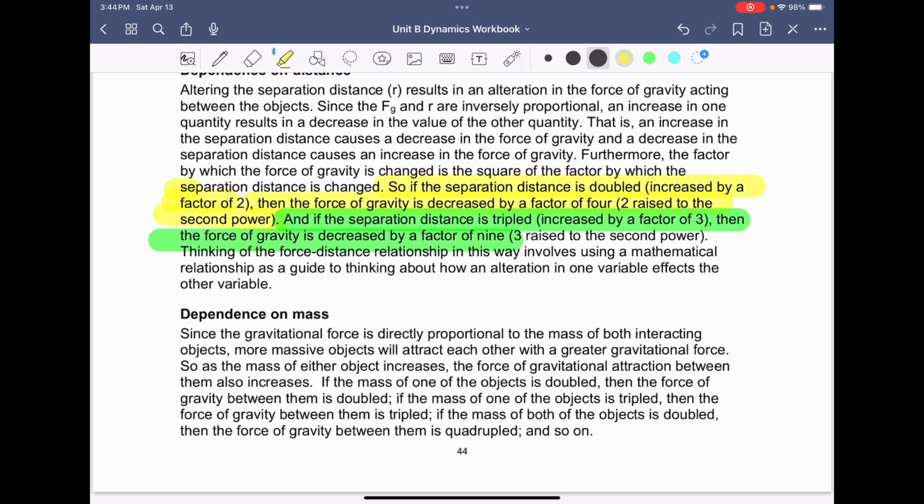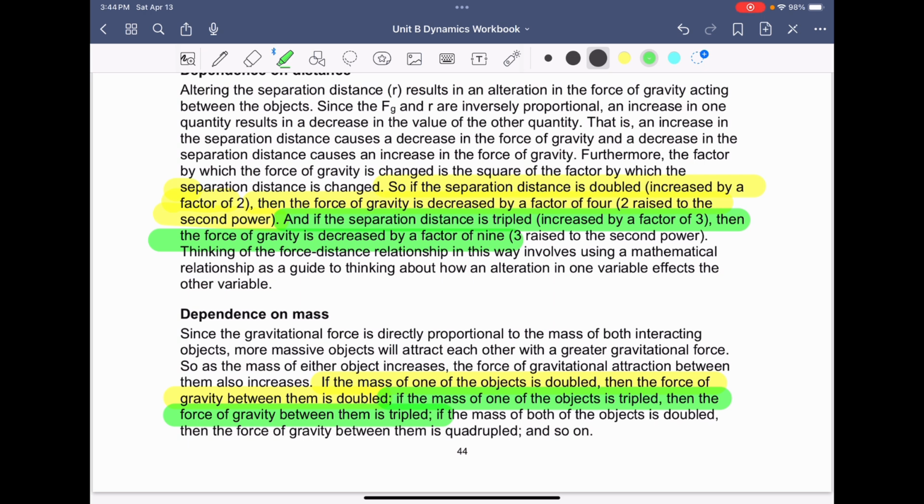So in the examples here below, what they say is, let's say one of the masses is doubled, then the force of gravity between them is doubled. If one of the masses is tripled, then the force of gravity between the two should be tripled. And so mass is directly affected.